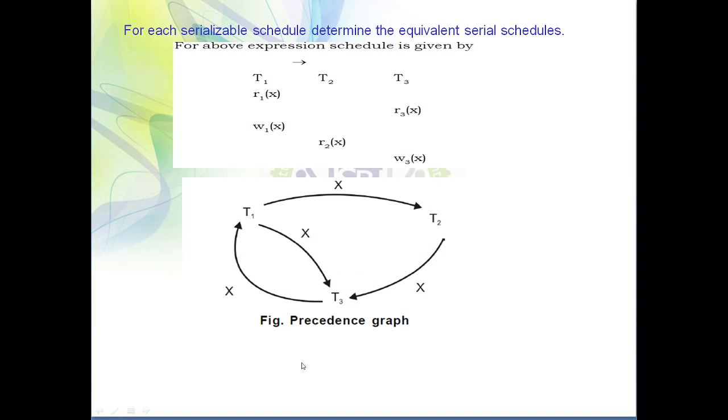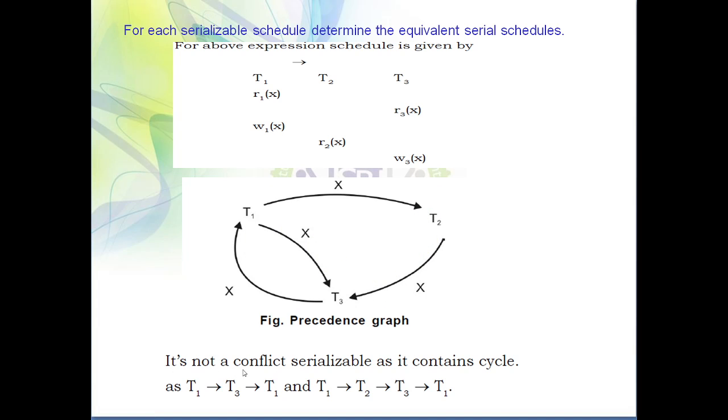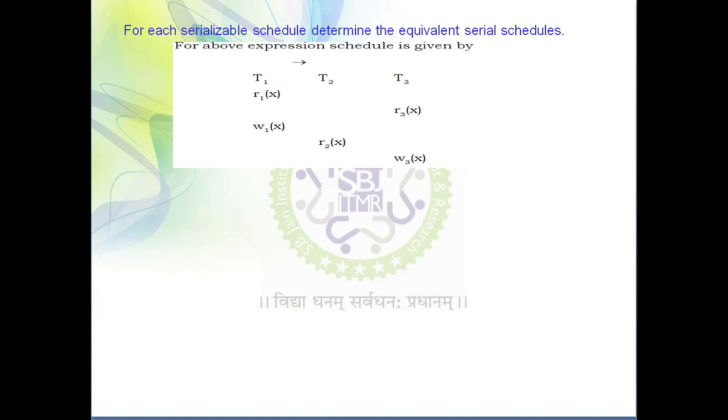So you need to write the explanation like this. It is not conflict serializable. Why? Because it contains a cycle. Here you can see between T1, T3 and T3 to T1, so this is one cycle. Again between T1, T2, T2, T3 and T3 to T1. As this graph consists of a cycle, that's why this schedule is not conflict serializable. As it is not conflict serializable, you cannot generate a serial schedule for this. So in this way we have solved this first part.